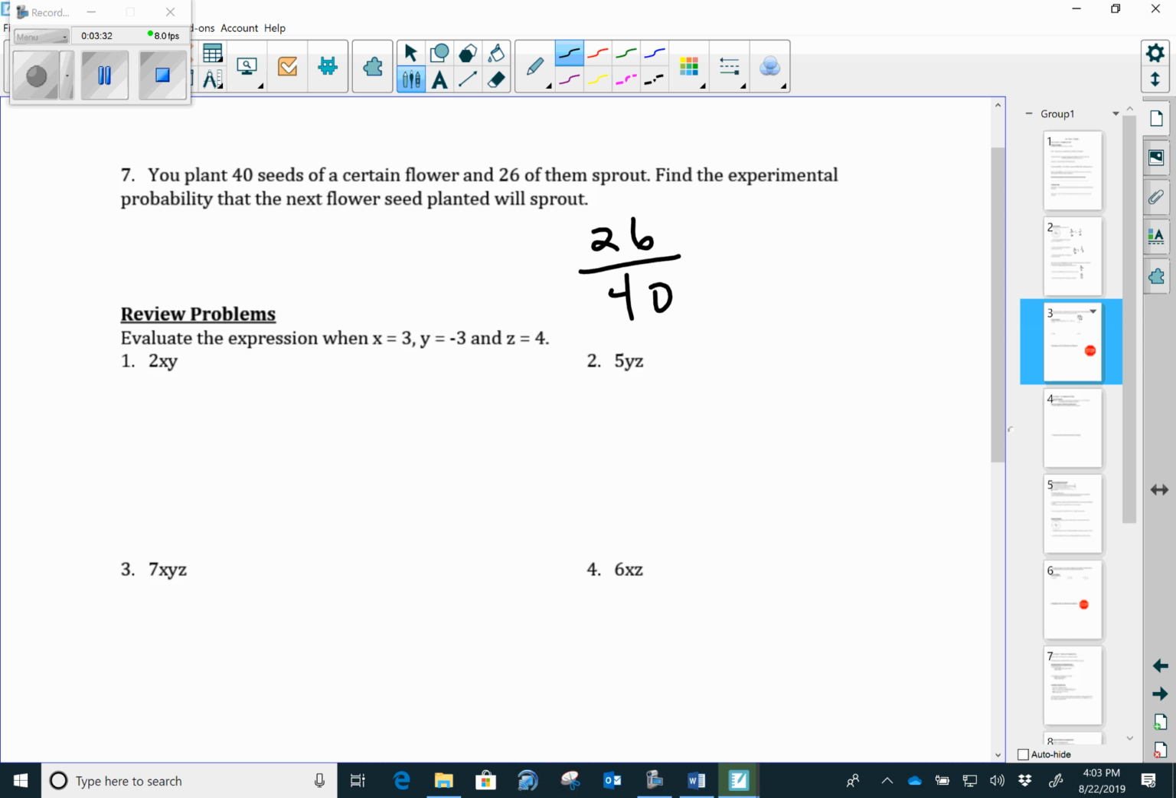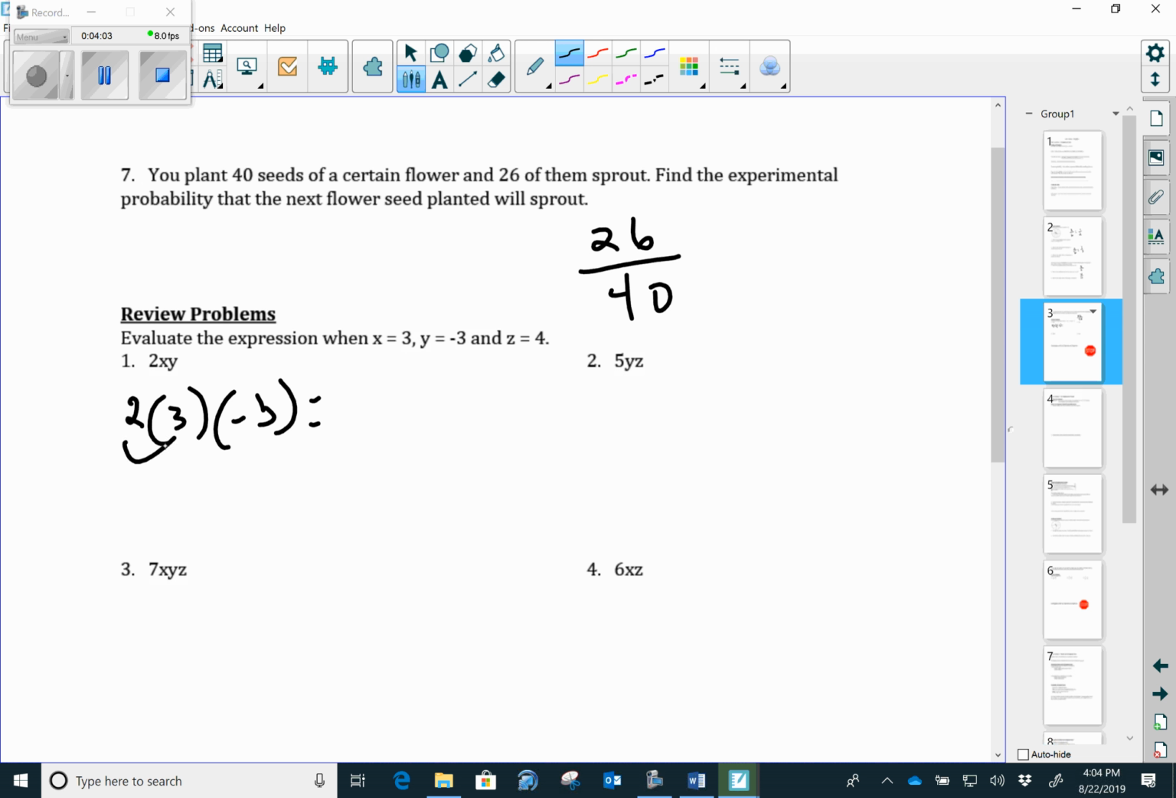Now let's do some review questions. Evaluate the expressions when x is 3, y is -3, and z is 4. I'll do 2 for you, and you can do the next 2. So let's look at example 1, 2xy. So I'm going to take the quantity of 2 with the quantity of 3, put them in parentheses, and then the quantity of y, which is -3. Don't forget to follow the order of operations rule.